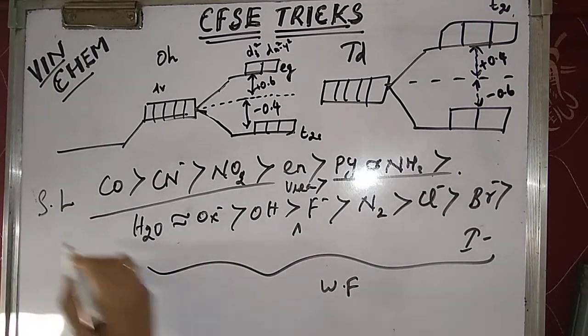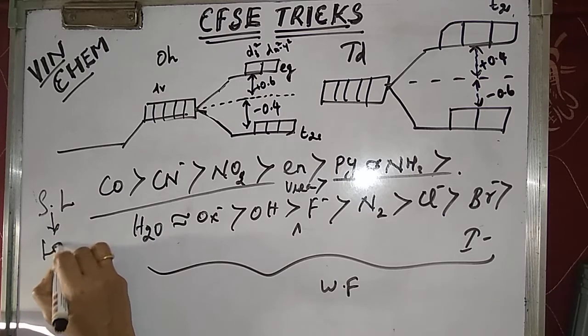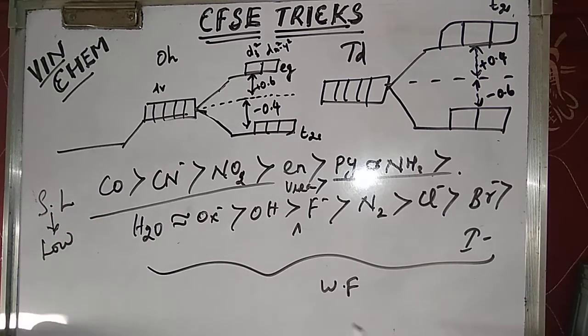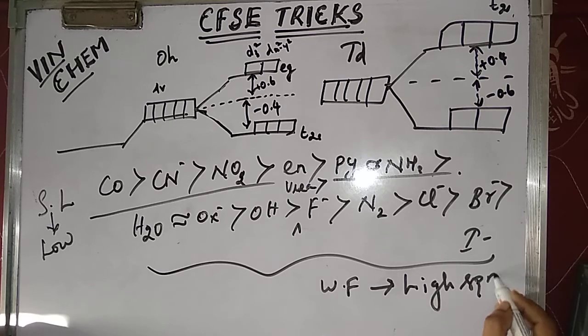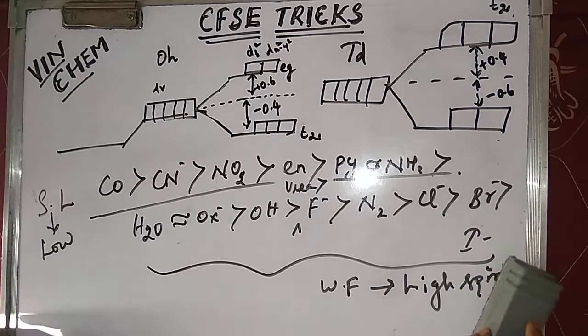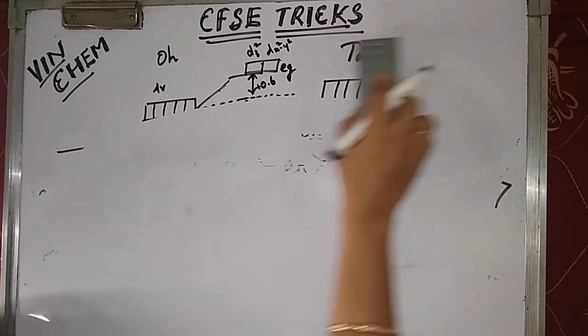A strong ligand leads to low spin, and opposite to that, a weak ligand leads to high spin, where there is no pairing. This is the difference. Let us move to the shortcut tricks.